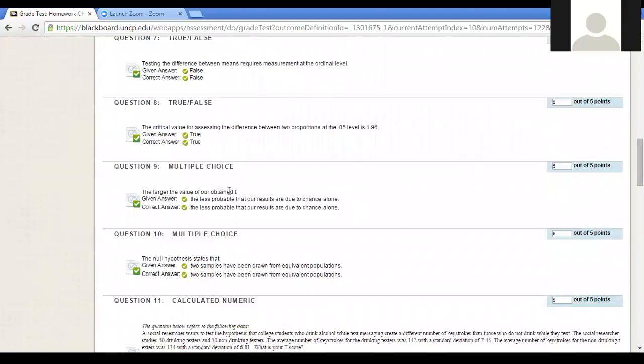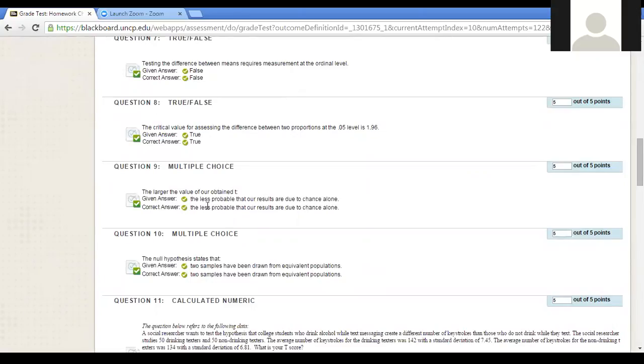The larger the value of our obtained t, the less probable that our results are due to chance alone. So that's sort of how you get rid of the sampling error. When you get into the larger values of t, then you can think that there must be a difference. For example, remember what I'm doing here is I'm taking the difference between two means. I'm dividing by the standard error. So that number, as it gets larger and larger, it means there must be some sort of significant difference between the two means. Number 10, the null hypothesis states that two samples have been drawn from equivalent populations.